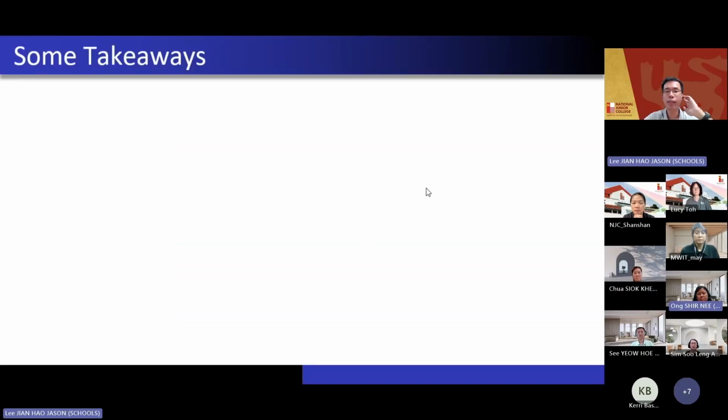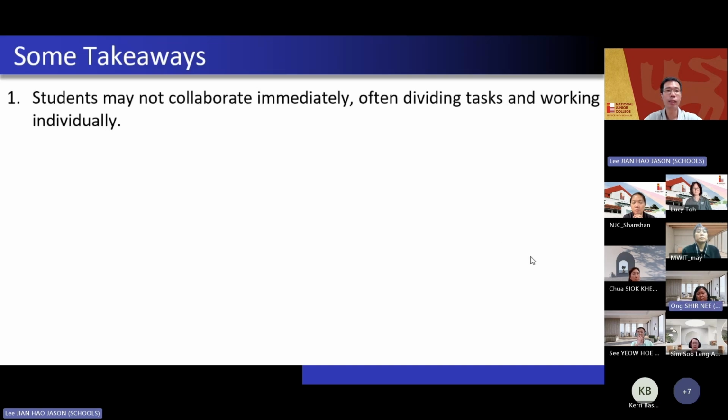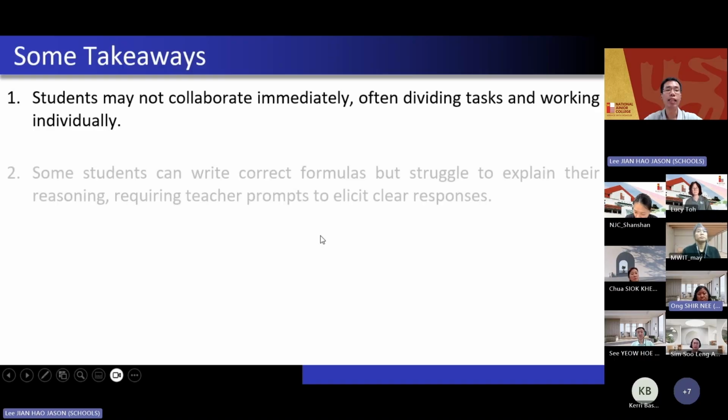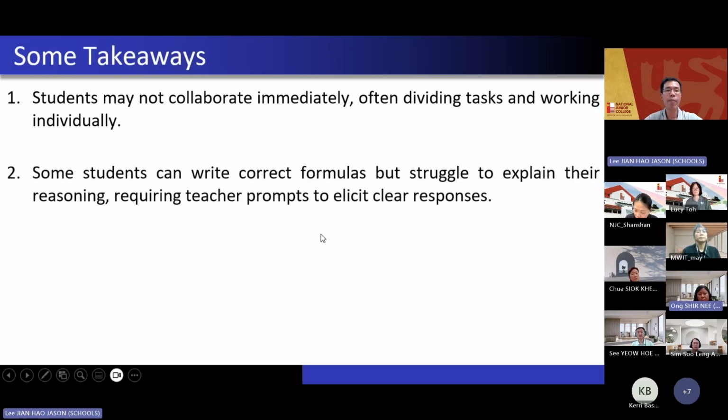Okay, so some key takeaways I gained from conducting this activity is that firstly, of course, this is meant to be a collaborative activity, but what I did notice is that the students like to immediately split the different parts of the template amongst one another, and then they work individually. And as you have seen from the videos, they may be able to fill in the template with the correct formulas, but when it comes time to explain their reasoning, they may struggle in using the correct language of terms. So this is where the teacher's presence and prompts are important in order to elicit the clear responses from them.